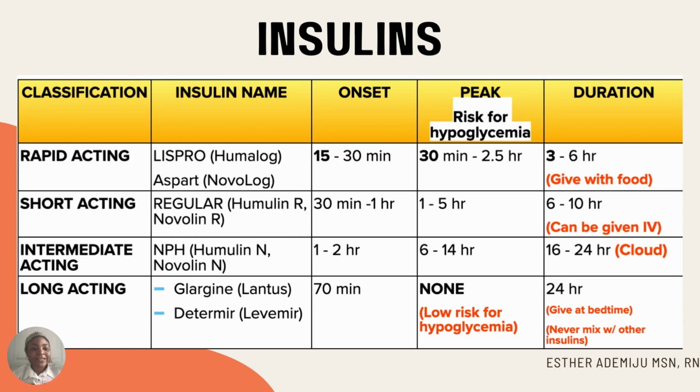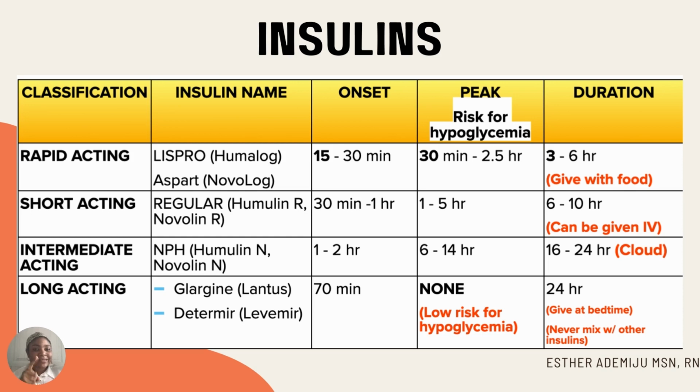Short acting is also known as your regular insulin. Anytime we say regular insulin, we're talking about the short acting one. It's also known as Humulin R or Novolin R. The R there represents regular. This starts working in about 30 minutes to an hour. It peaks, doing its best job, at 1 to 5 hours, and it works for about 6 to 10 hours, its duration.